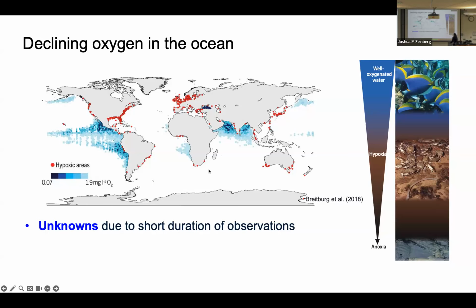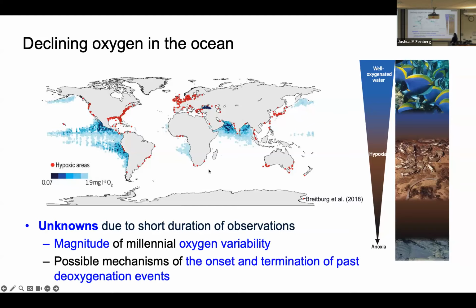There are a bunch of unknowns because we don't have a lot of instrumental records to look at things like the magnitude of longer timescale changes and the mechanisms that are really causing the onset and termination of different deoxygenation events in the past, to help us learn more about the future.